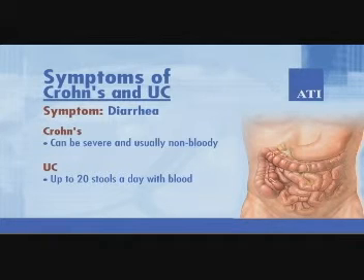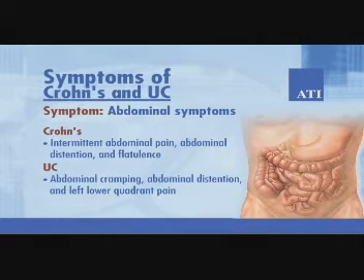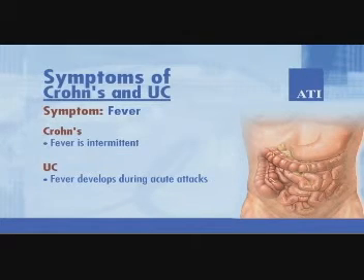The signs and symptoms of Crohn's disease and ulcerative colitis are similar. Diarrhea. With Crohn's, it can be severe and usually non-bloody. With UC, up to 20 stools a day with blood. Abdominal symptoms. With Crohn's, intermittent abdominal pain, abdominal distension, and flatulence. With UC, abdominal cramping, abdominal distension, and left lower quadrant pain. Fever. With Crohn's, fever is intermittent. With UC, fever develops during acute attacks.